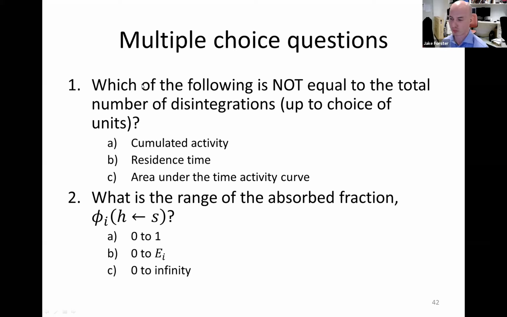Okay, we can end polling. The majority got it, just. So the absorbed fraction can be as little as 0, but it can't be any more than 1, because it's a fraction of 100%. Yes, exactly.